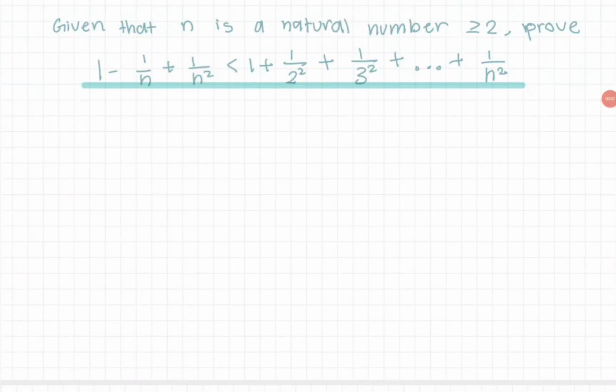Hey guys, today we are going to be solving this problem: given that n is a natural number greater than or equal to 2, prove that 1 minus 1 over n plus 1 over n squared is less than 1 plus 1 over 2 squared plus 1 over 3 squared plus ... plus 1 over n squared.